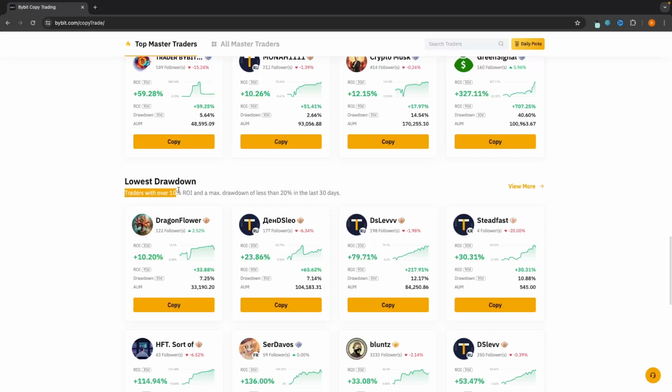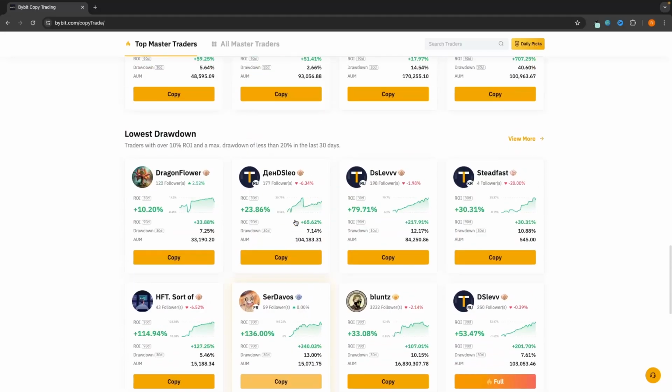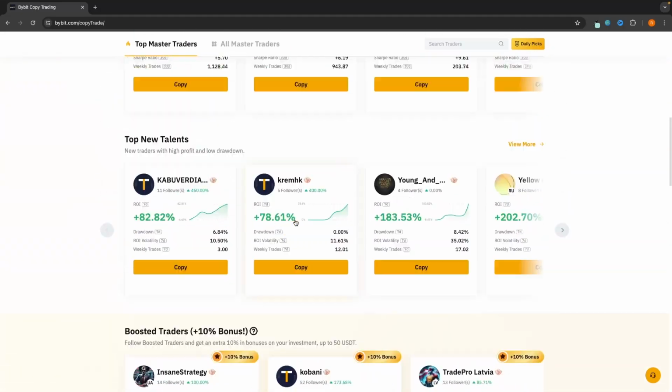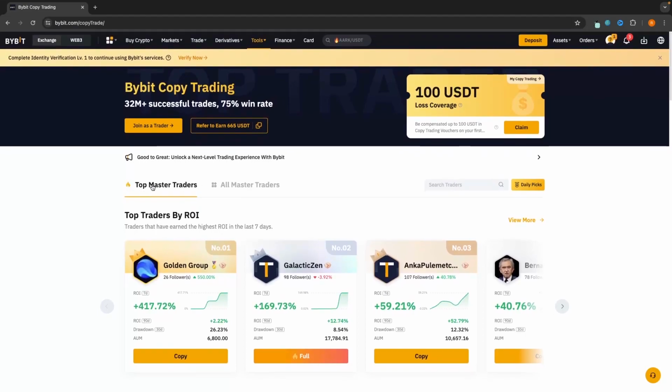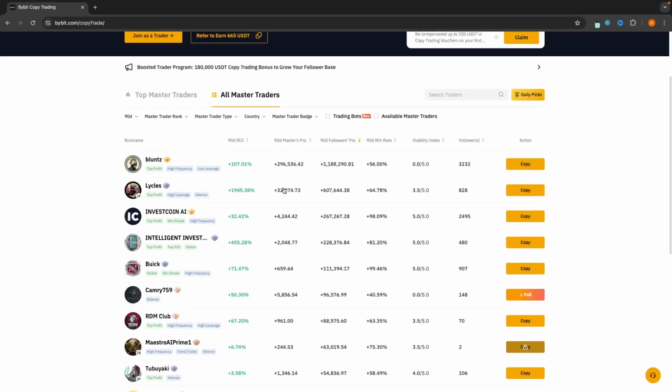So these are traders with an ROI of over 10% and a max drawdown of less than 20% in the last 30 days. Top intraday traders, and that is basically the end of this menu. Now, if we go over from top master traders to all master traders, this is usually where I find the trader that I am going to copy when I am using copy trading on Bybit.